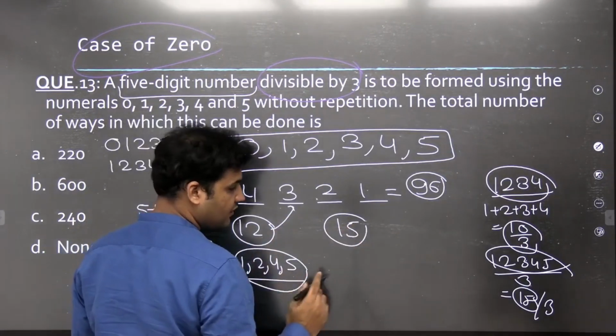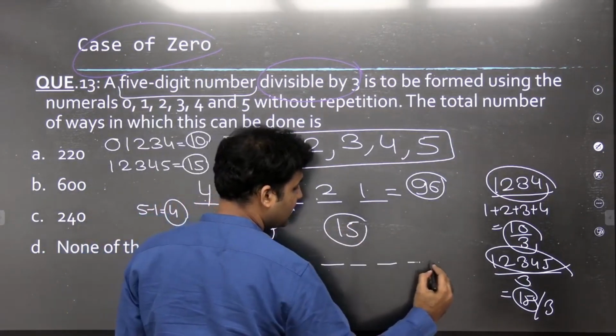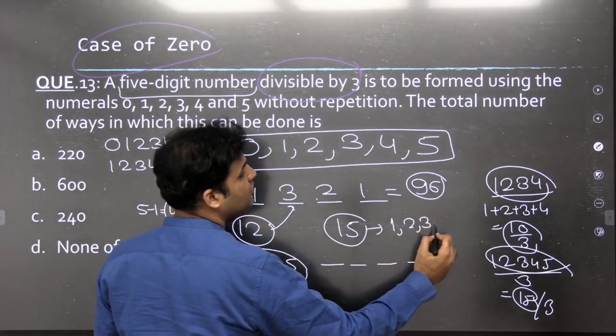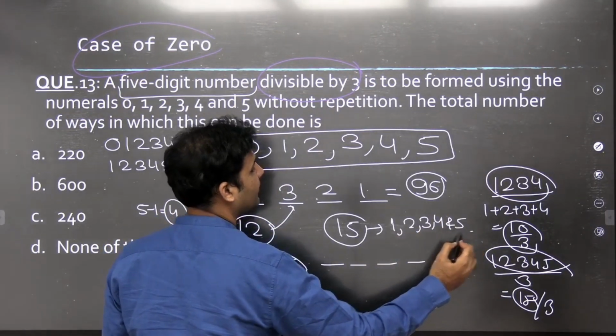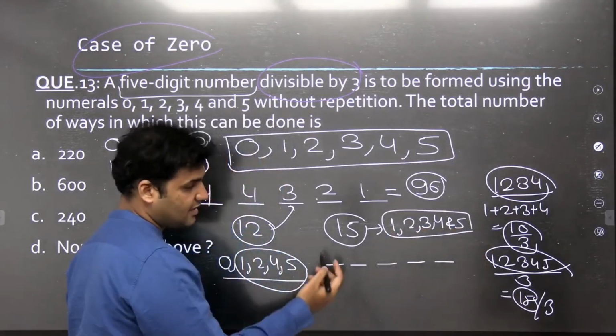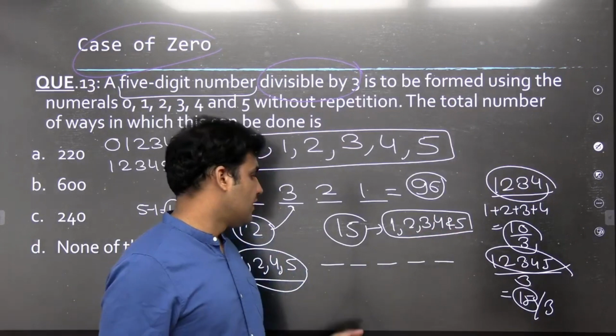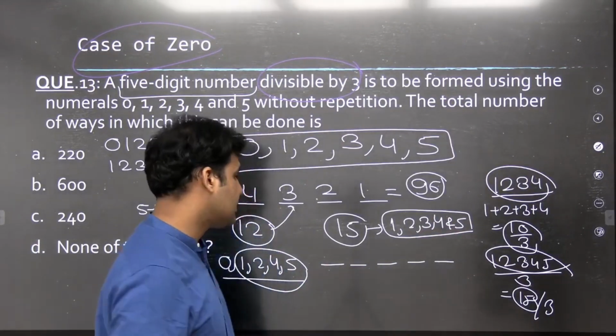What if the sum is 15? If the sum is 15, guys, to get the sum as 15, I have to use the digits 1, 2, 3, 4 and 5. Right, guys? Because in this case 1 plus 2, 3, 3 plus 3, 6, 6 plus 4, 10, 10 plus 5, 15. First place can be filled in how many ways?